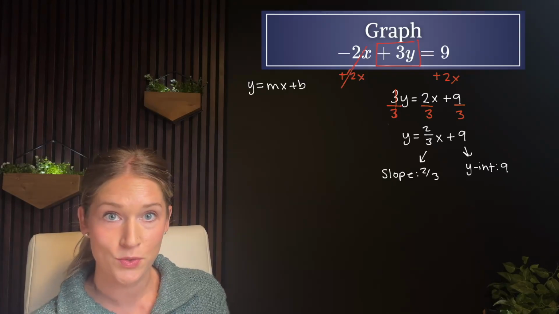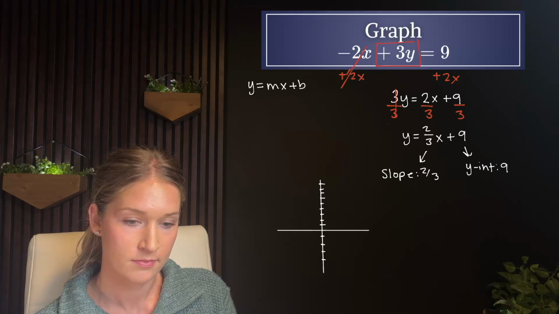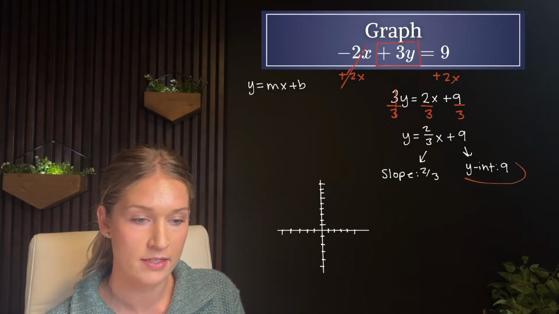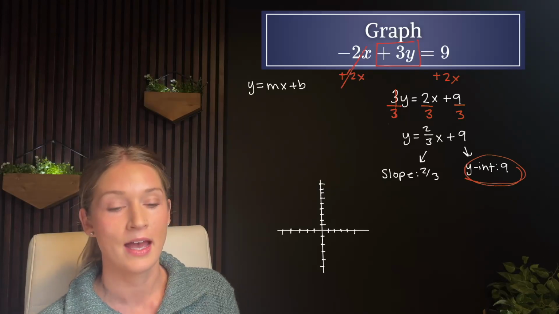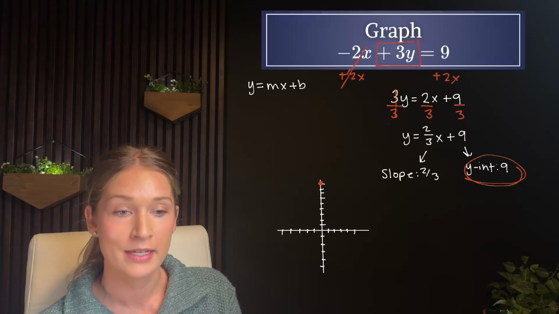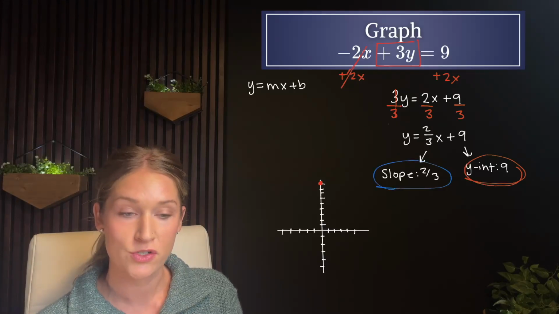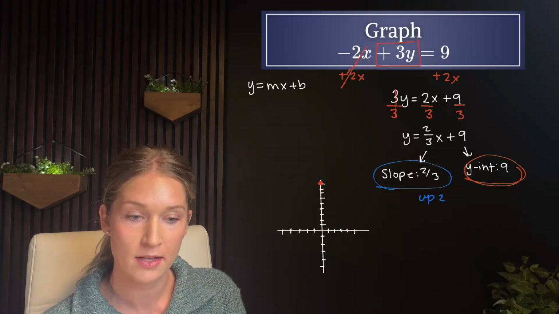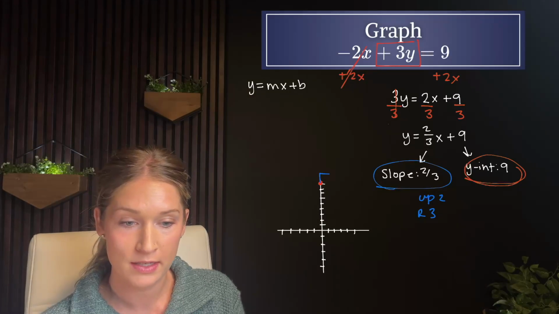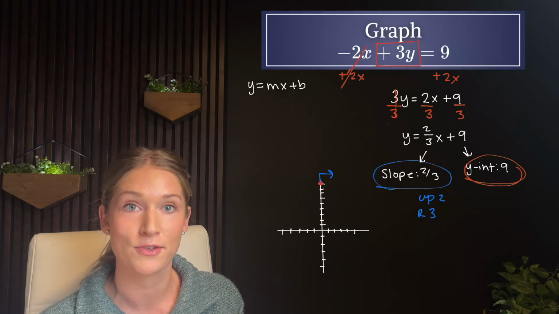So now I'm going to sketch a coordinate plane, and I'll go ahead and graph this. So first thing I'll do is start with my y-intercept. So my y-intercept is 9. I go to the y-axis, go up 9, and I put that point on my graph. Now from here, my slope is positive 2/3, which should mean up 2 and then right 3. But if I count up 2 and right 3 from that red dot, that y-intercept, I ran out of graph. I don't have enough graph to do that.